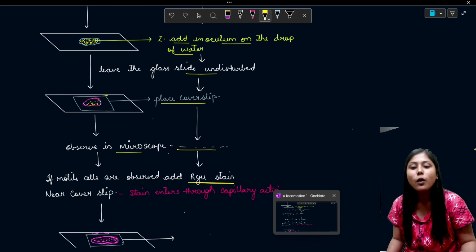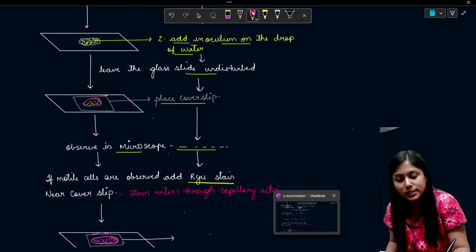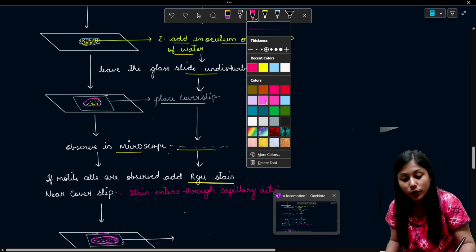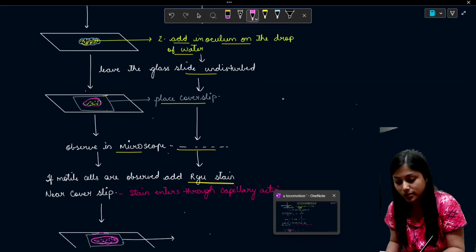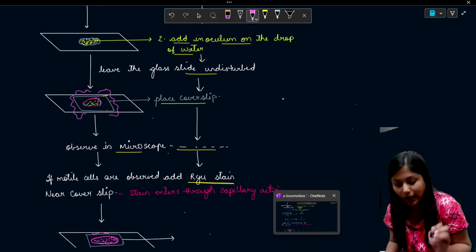Okay? Now how are we going to add Ryu stain? Whenever we add Ryu stain, we are not going to take out the cover slip in this case. Just on the border of the cover slip, this is how you are going to add the Ryu stain. Because of the capillary action, the Ryu stain is going to move inside the cover slip.